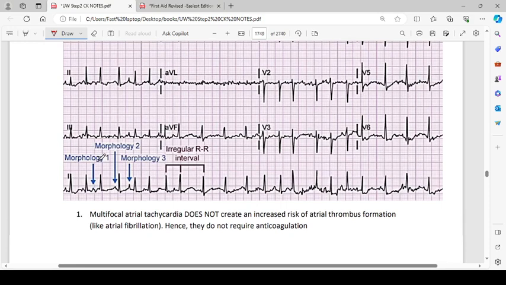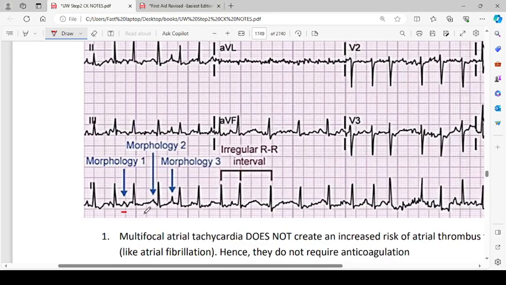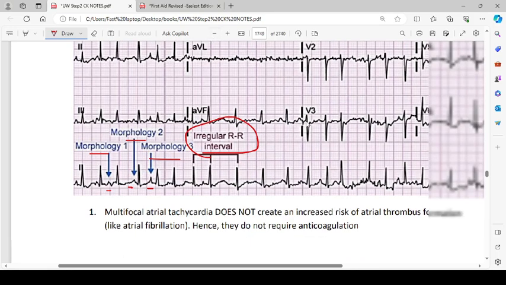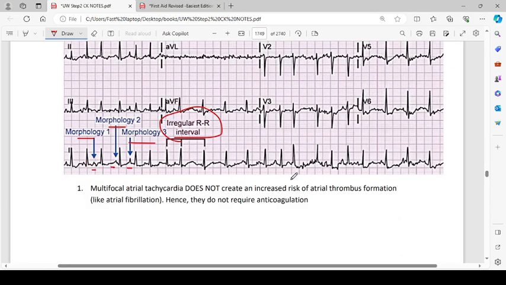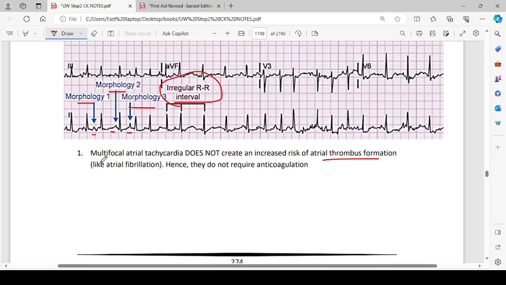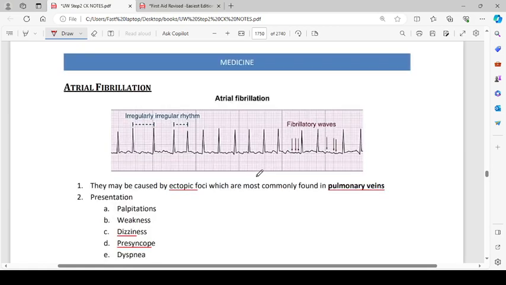So here you can see that there are more than 3 different types of P waves. This is one P wave. If I could zoom it in, you can see that this P wave looks different than this P wave, which is looking different than this P wave. So there are multiple morphologies of P waves present, and there is an irregular RR interval seen in multifocal atrial tachycardia. Multifocal atrial tachycardia does not create an increased risk of atrial thrombus formation like atrial fibrillation, hence it does not require anticoagulation. Then we have atrial fibrillation.